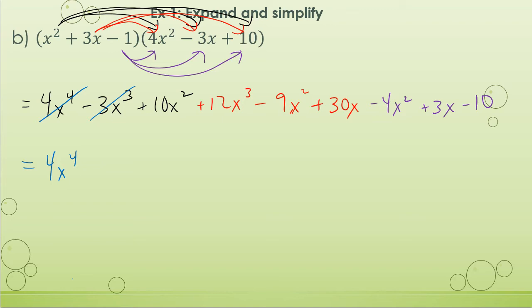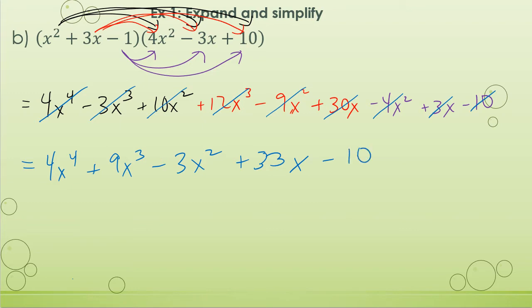Okay, going back to our x cubes. Negative 3x cubed plus 12x cubed gives us 9x cubed. Square terms, I have 10 of them, minus 9 of them, minus 4 of them. 10 minus 9 is 1, minus 4 is negative 3x squared. Don't know why I keep wanting to say cubed. 30x plus 3x gives me 33x, and then my constant term minus 10. Okay, we did it.